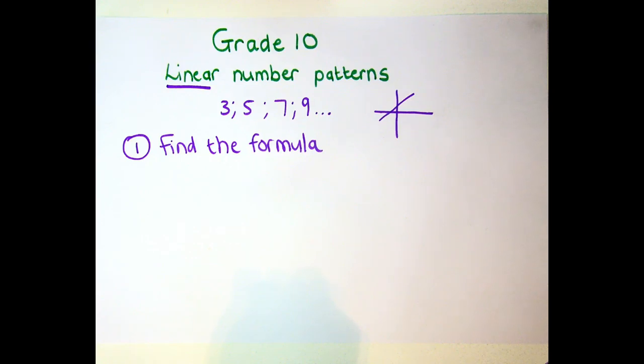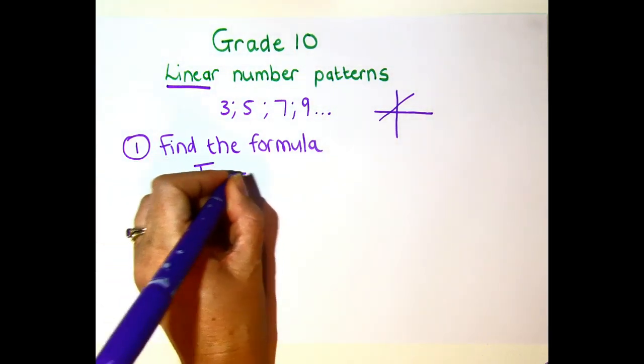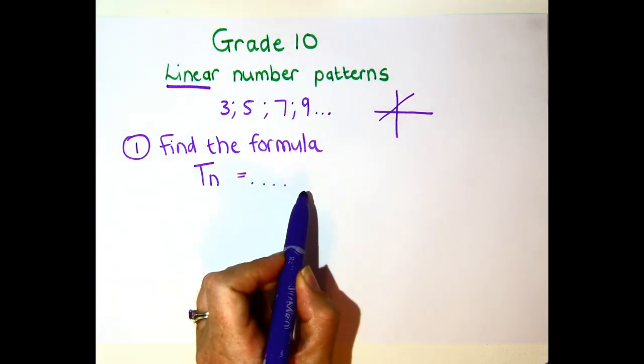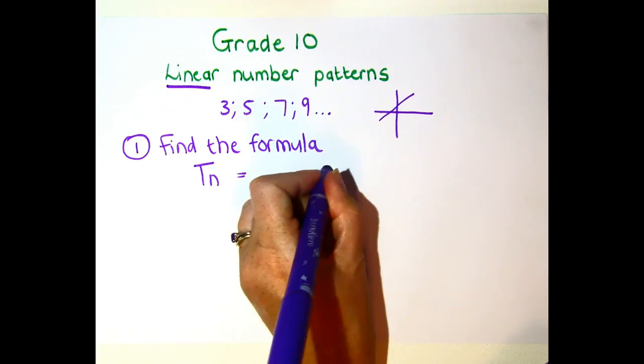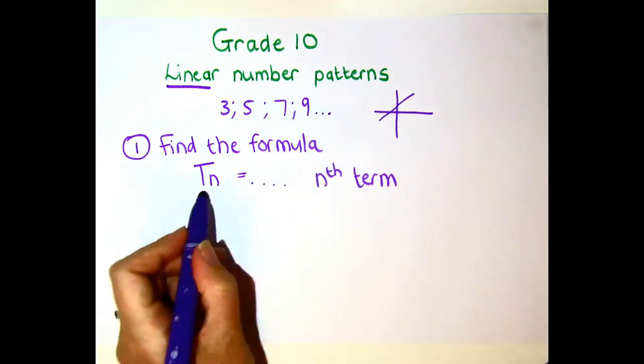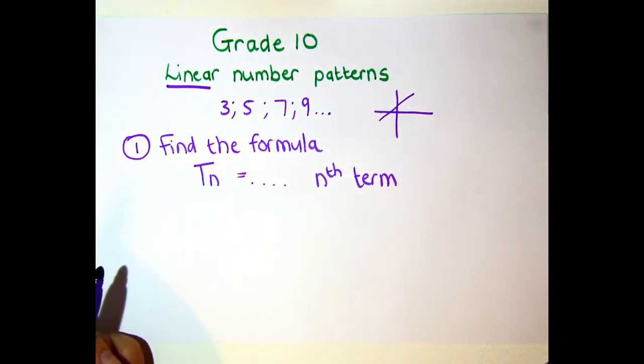The first one is to find the formula, and what they're asking you for is they want Tn equals something, and there will be an n in this formula. They also might ask you to find the nth term. It's the same question. Or they might actually say find Tn, or the general term.